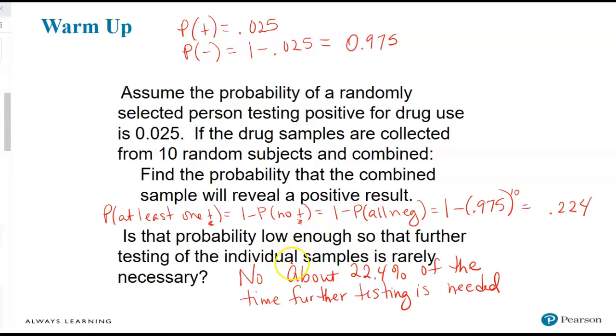In order for that to be true, it would need to be less than 0.05. We're at about 22.5%. So about 22% of the time, we would need to further test. So it is not low enough for us to say that it's rare for us to have to test further in this situation.